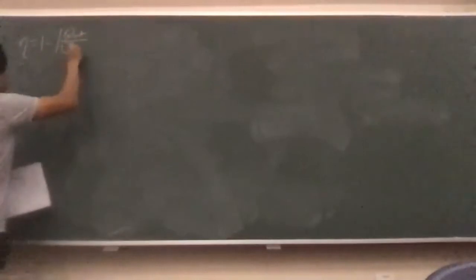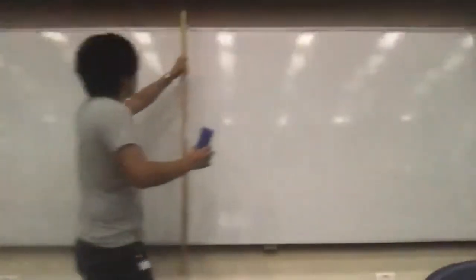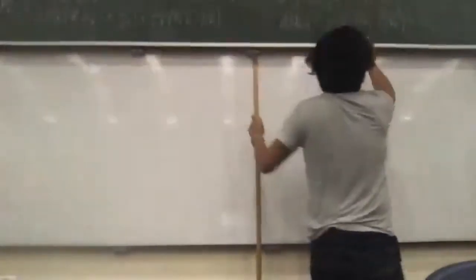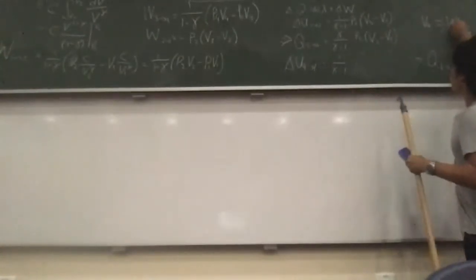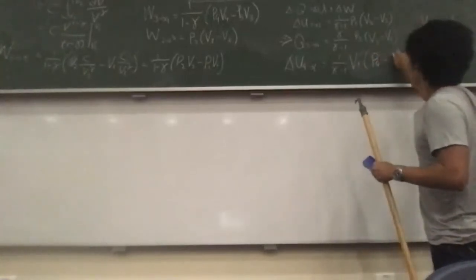Okay, and now for the efficiency. So the efficiency, this time we're going to use 1 minus Q out divided by Q in. So we forget about the 1 for now. Let's just work out this. So in this case, Q out is 4 to 1. No, I didn't do this one right. Sorry, I wrote that part wrong. V4 is equal to V1. This is actually V1, P4 minus P1.